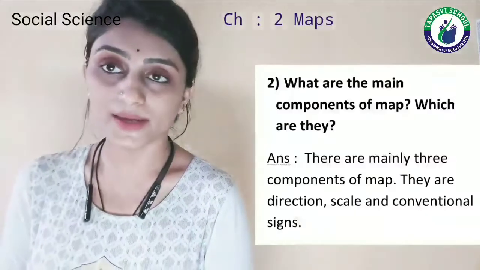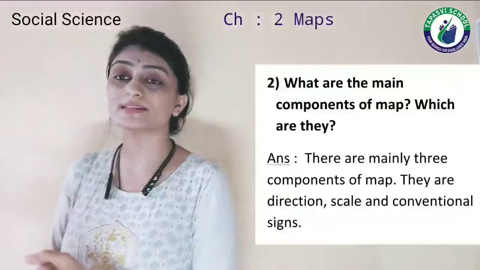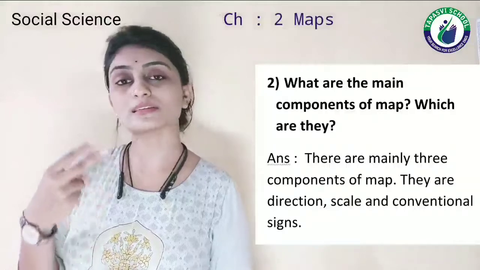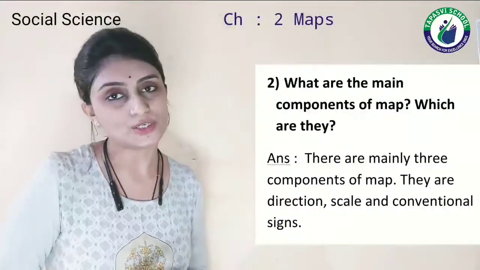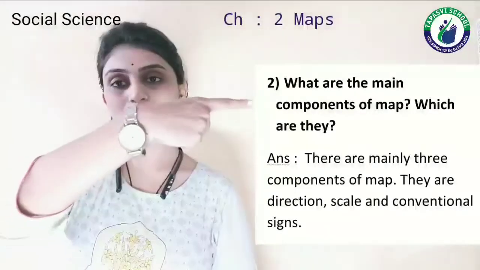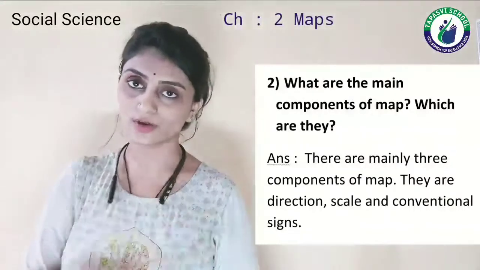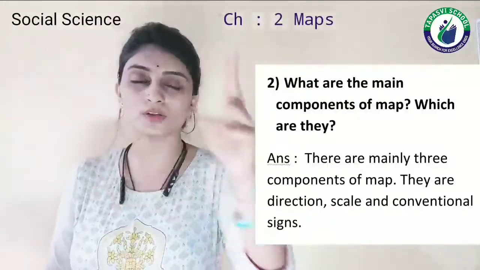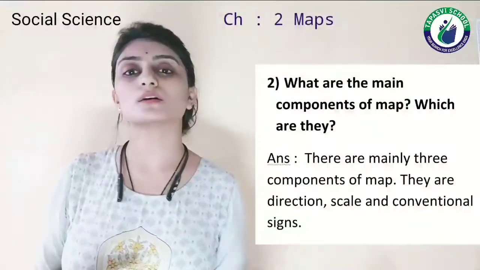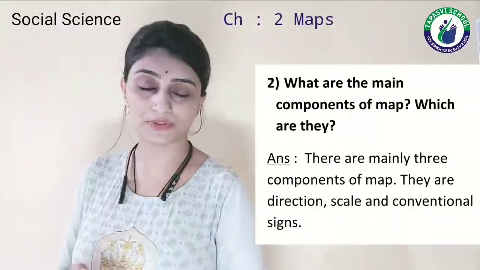Okay, what are the main components of a map and which are they? The components of the map are mainly three. That is, first is conventional sign, second is scale, and the third is direction. Okay, so direction defines the direction on the map, scale defines the distance on the map, and conventional sign defines the particular thing on a map. So these are the three main components of the map.